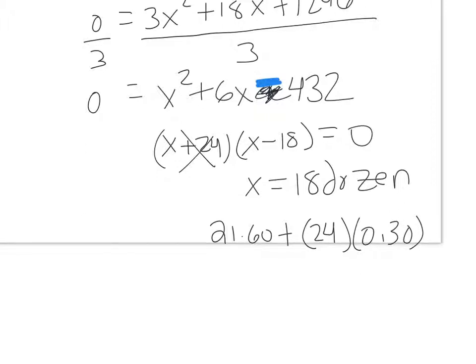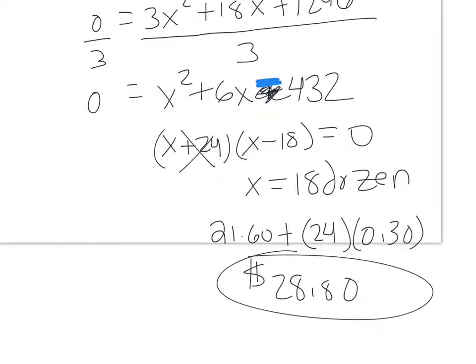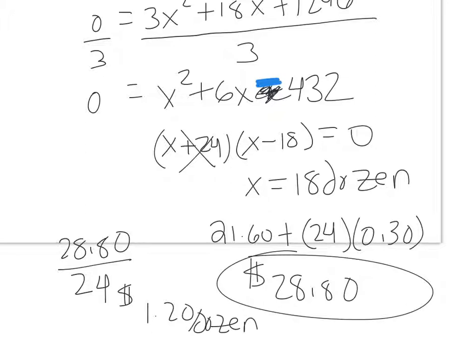If you do that, you'd get $28.80. Okay? So if we did $28.80 for all 24 dozen to find the price per dozen, you divide that by the 24, so you get $1.20 for each dozen. Let's take a look at another one.